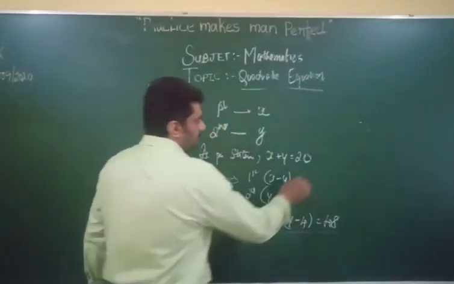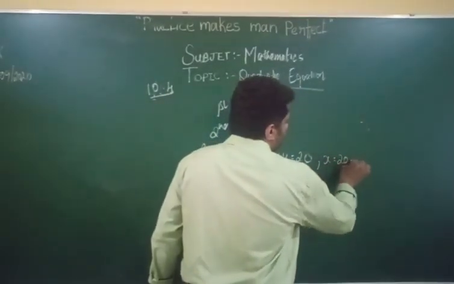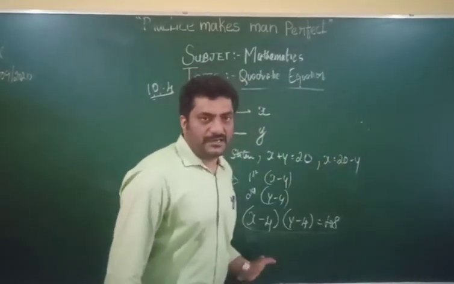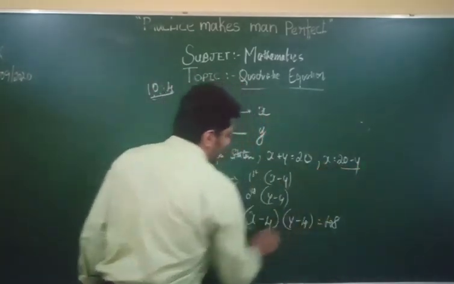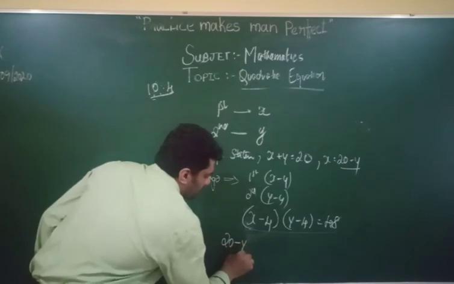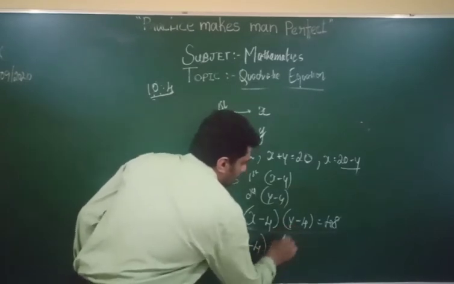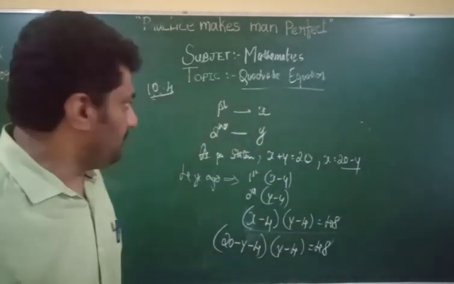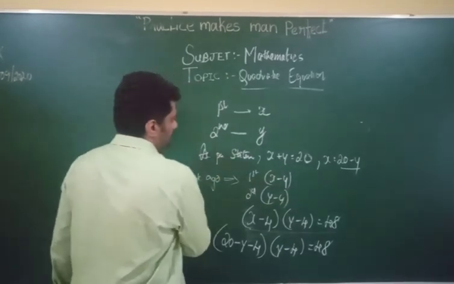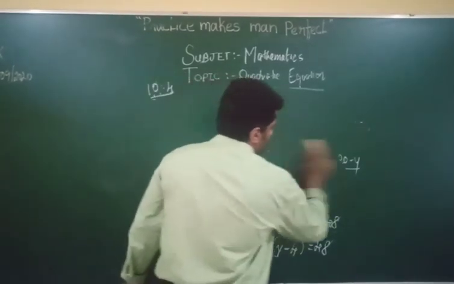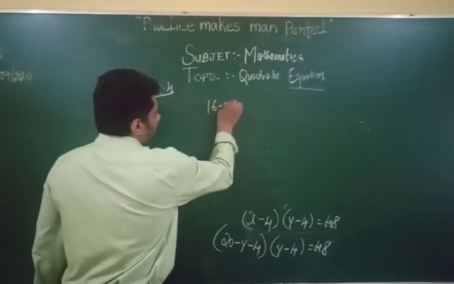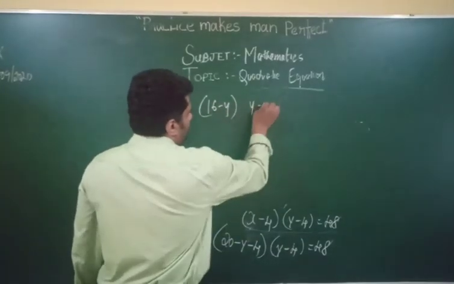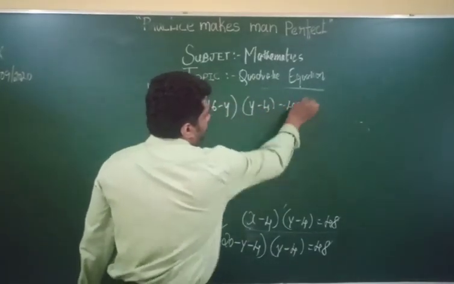Then, now in this equation, x is equal to 20 minus y. You can put this value here. In place of x, write 20 minus y. 20 minus y minus 4 multiply y minus 4 is equal to 48. Then 20 minus 4 is 16 minus y, and then y minus 4.